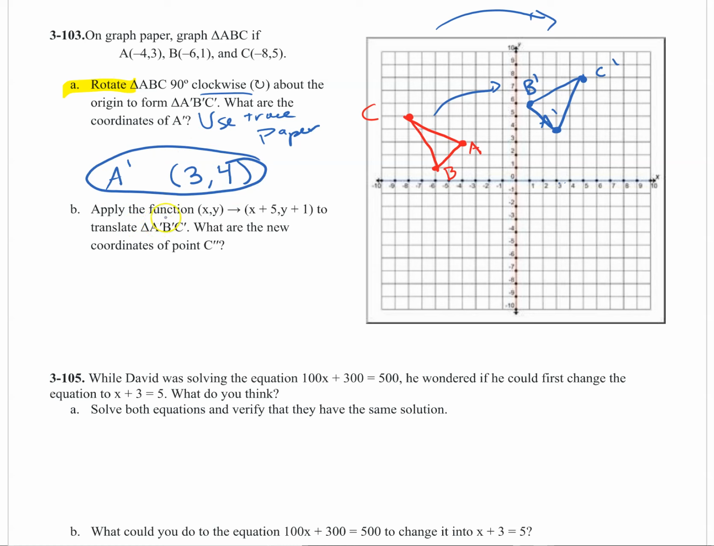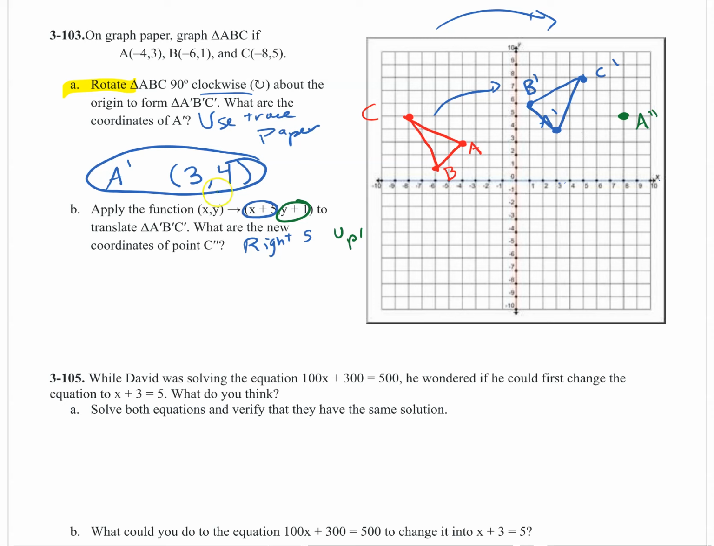Okay, so you're going to apply this function next to translate A prime, B prime, C prime. What are the new coordinates of C double prime? So I'll do A prime, if you like. You can finish this one. X plus 5, if you think about the x-axis, positive means towards the right, 5. And then y plus 1, if you think about the y-axis, plus means up. Positive direction is up. So for example A, if we take A and go right 5 and up 1, we can find our new A prime.